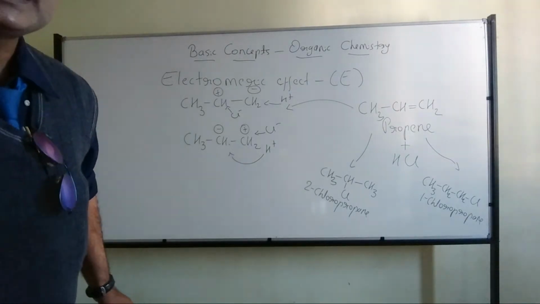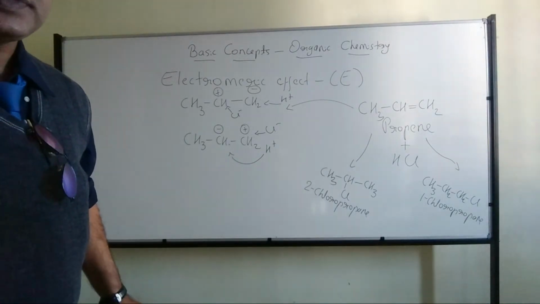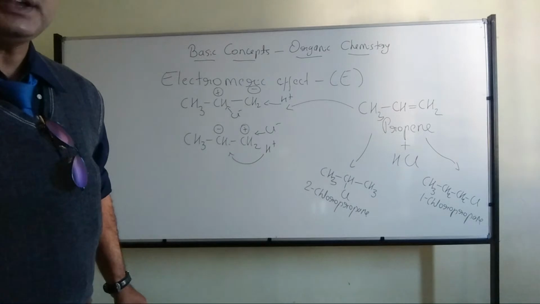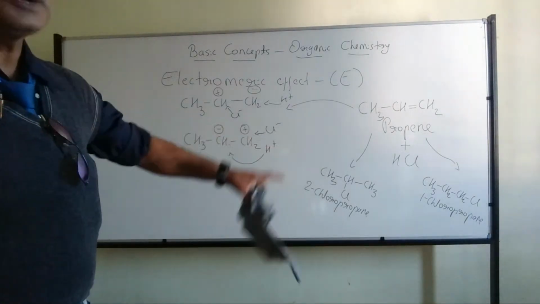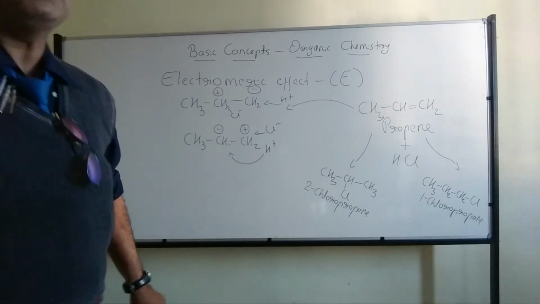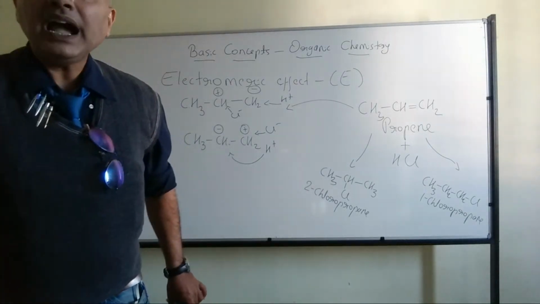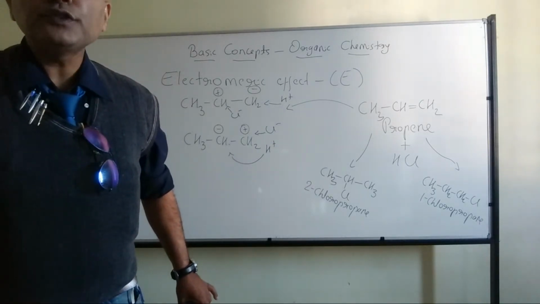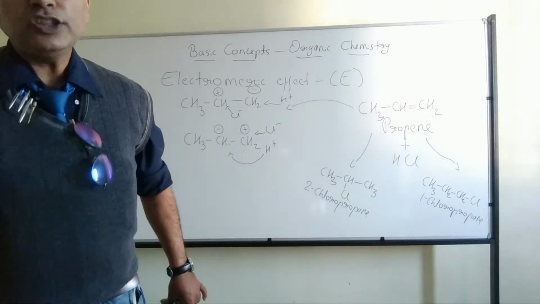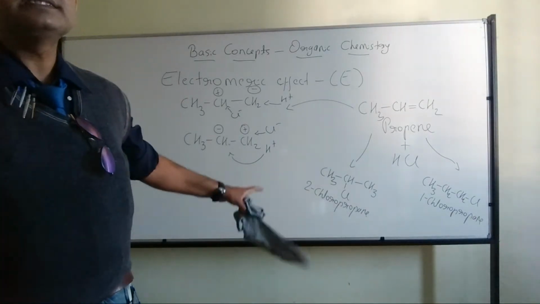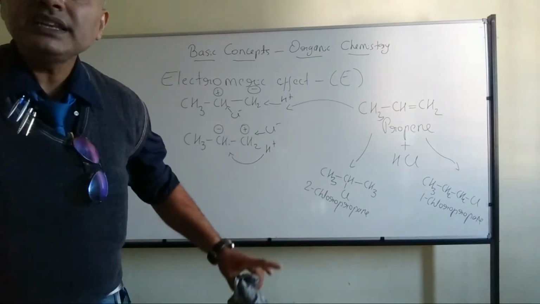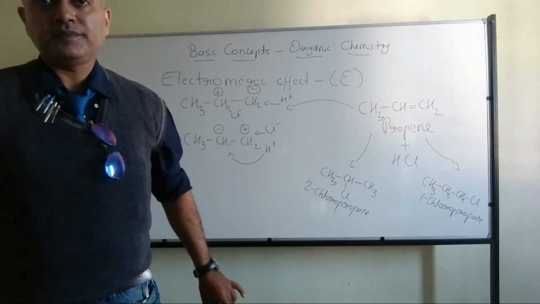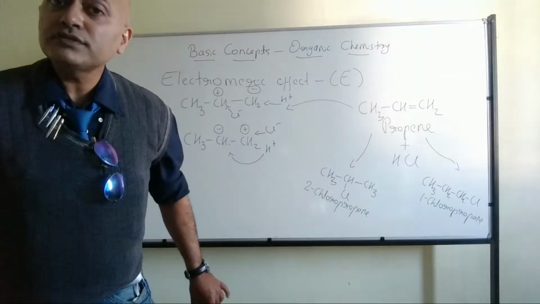So based on the stability of the carbocation and the stability of the carbanion, these intermediates, the product will be formed. Please remember, in organic chemistry you will have two products, major product and minor product, and we should always focus on the major product, not the minor product. This is due to the stability of the intermediates which will be formed during the reaction.